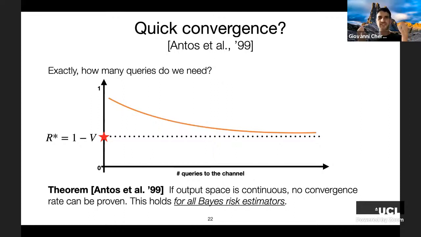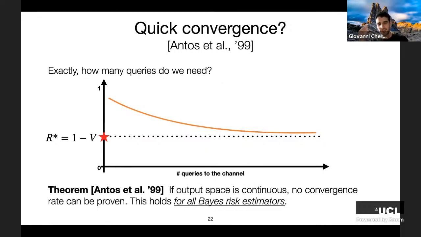So the first question one may have is, we have all these nice tools which enable us to estimate the leakage of our channel given a certain number of queries. Now, the natural question is, how many queries do we need? Or is there any convergence rate that we can prove, saying that the estimator will do better as the number of queries increases? And well, Antos et al. proved that this is not possible.